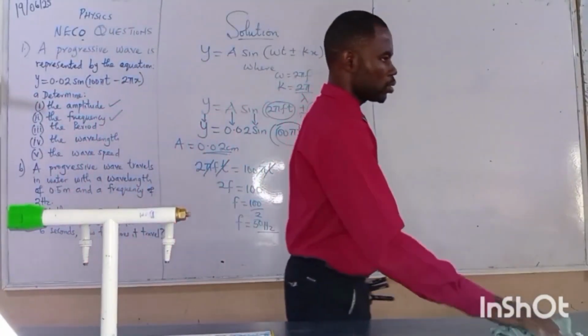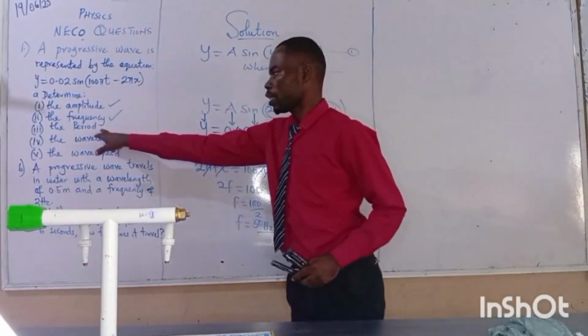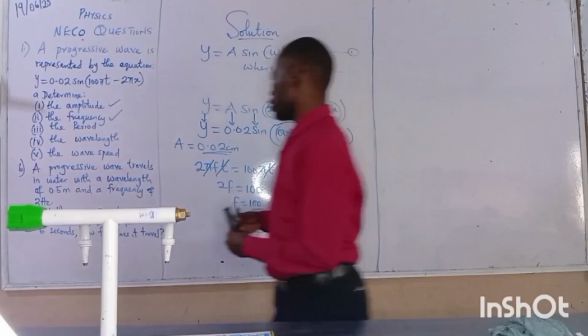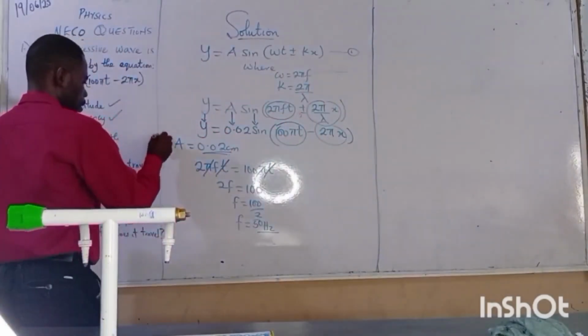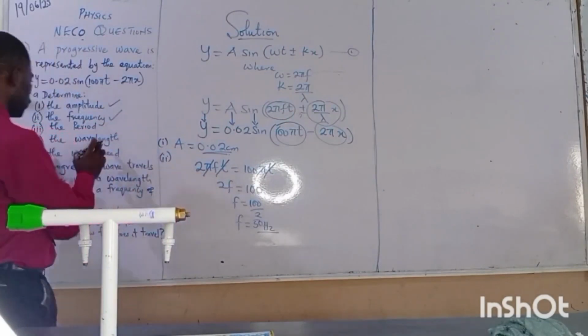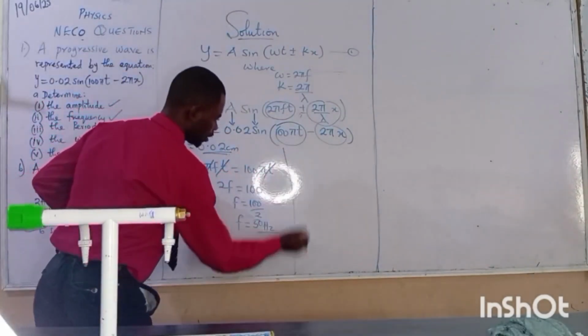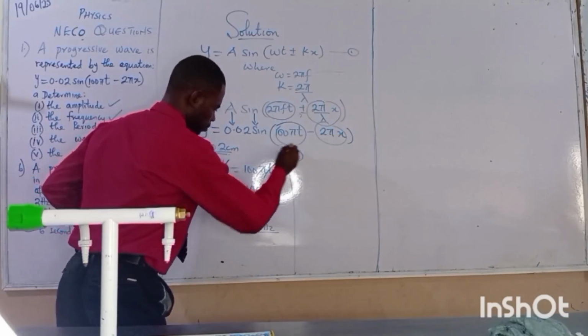Now, to answer the third one, I'll put it here. Since we are moving forward, they said we should find the period. Remember, I have answered number 1 here, I have answered number 2 here, and number 3 said we should find the period. I want to find the period. Let me create my space for that one here in my figure 3.